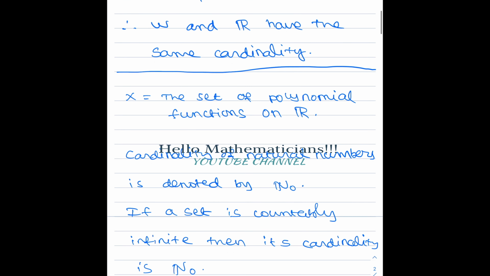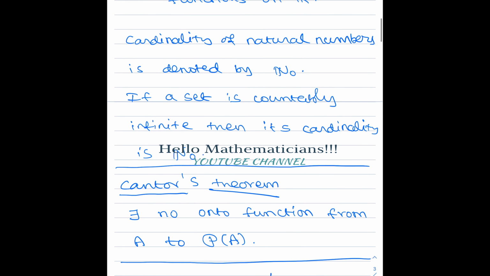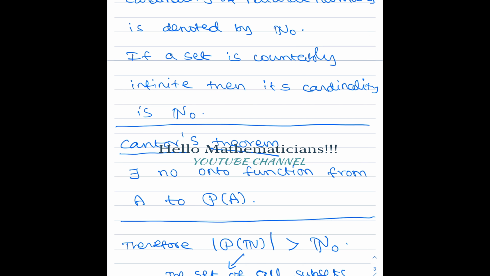Let's come to the next set X, the set of polynomial functions on R. This is a little bit trickier, so we develop some more notions, and those notions will be very helpful in solving other problems. The cardinality of the natural numbers is denoted by Aleph-naught. Remember this symbol is Aleph-naught. We say a set is countably infinite if the set has cardinality Aleph-naught. So if a set has the same cardinality as the natural numbers, then we say that set is countably infinite. Then we have Cantor's theorem.